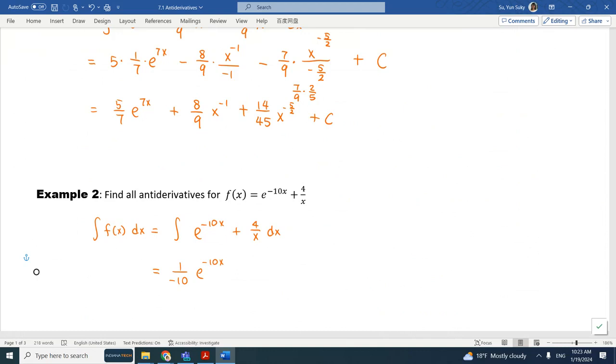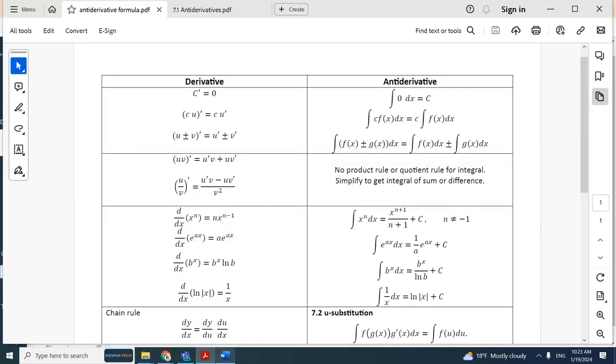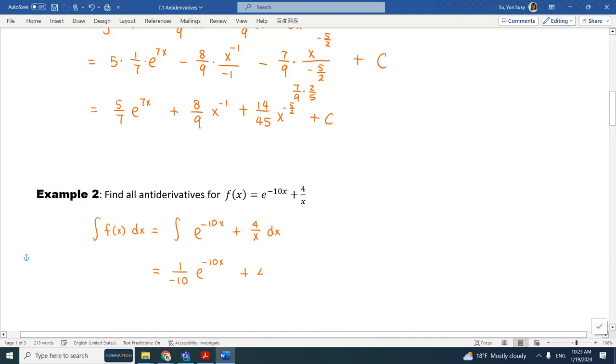Okay, the second term. Which formula do we use? Do we use the power one or the ln one? The ln one, right? So the integral of 1 over x is natural log of absolute value of x. But we have a 4 here. But 4 is like constant multiple. Just stay there, right? Just keep it there. And then the integral of 1 over x is ln absolute value of x, and then plus c. So that's the answer.